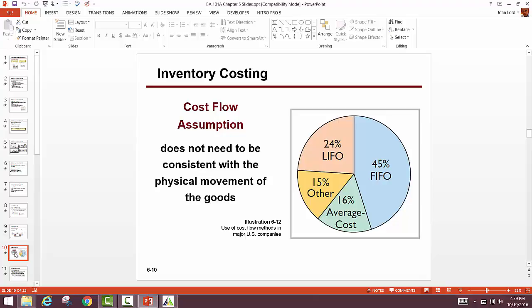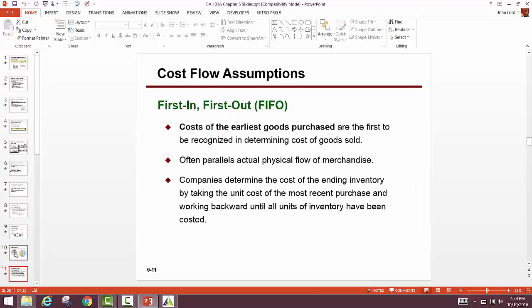Let's go ahead and start out talking about the first in, first out inventory method. First in, first out, FIFO. What FIFO says is the most recent things that I purchased for my inventory are still sitting.